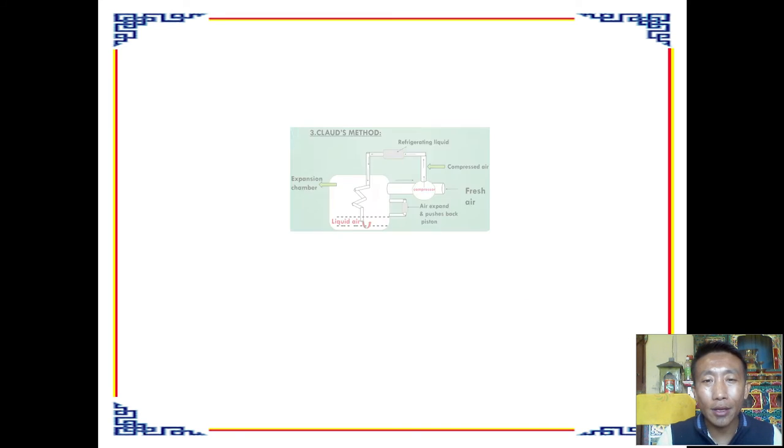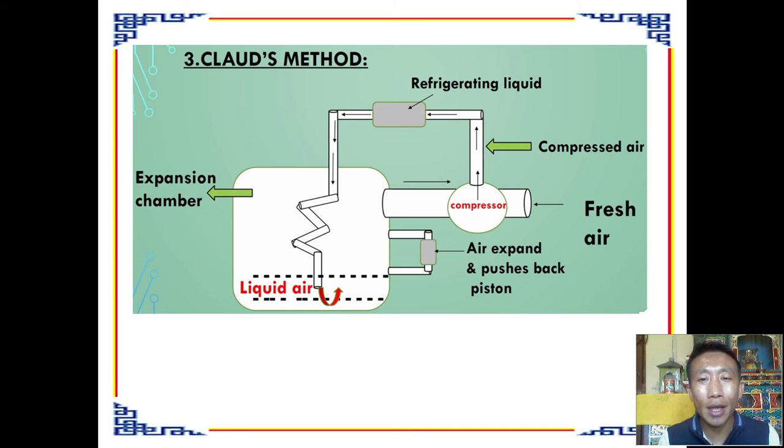Similar to Lindner's method, we have another one, that is Claude's method. Now Claude's method and Lindner's method function in a similar manner, but the difference that you will see is the air piston. There is an air piston in the case of Claude's method. So what does this air piston do and how does it function?